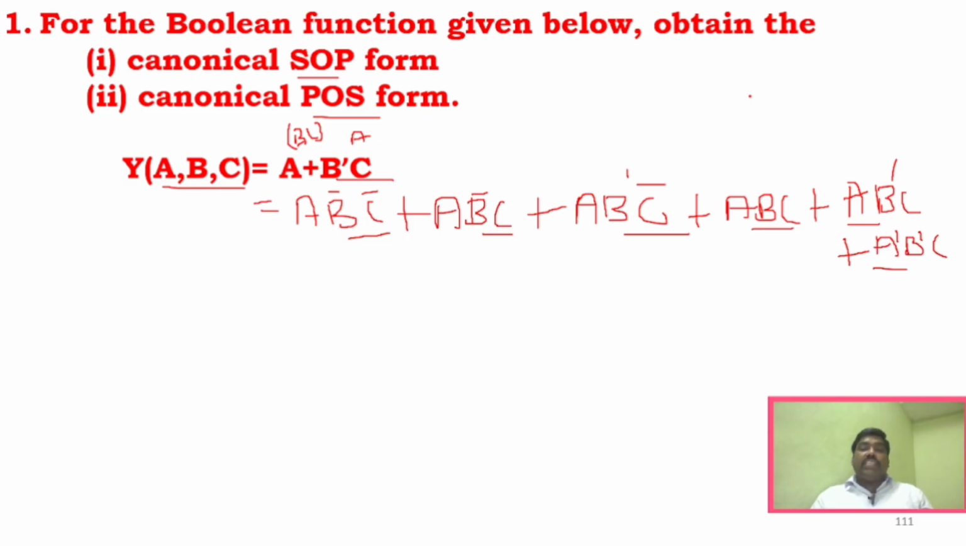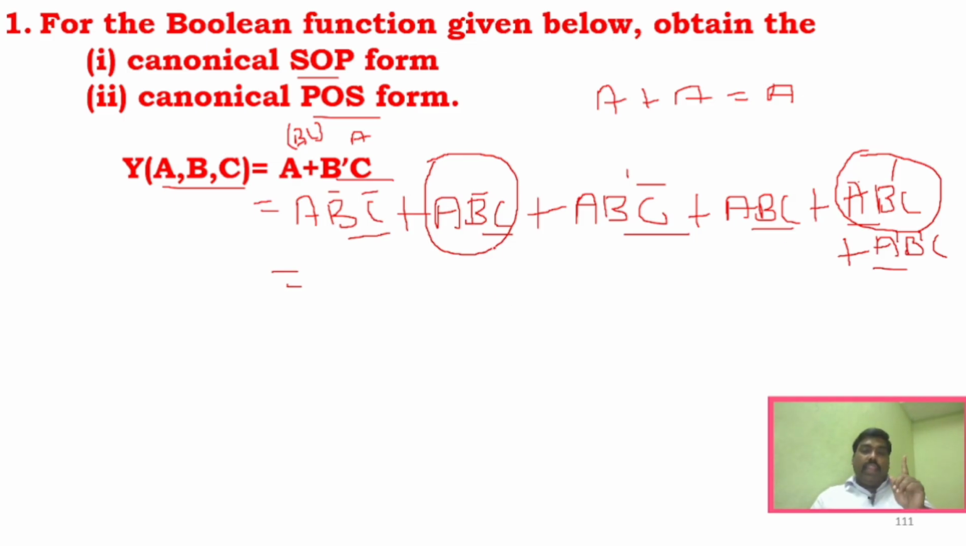How will I simplify this expression? All are different terms, correct? Except this term, A, B bar, C, and this is A, B bar, C. Except this term, all other terms are single terms. So if you get the same terms like this, you can use the formula A plus A is equal to A in Boolean expressions. You know that, right? A plus A is equal to A. So instead of these two, I'll take only one.